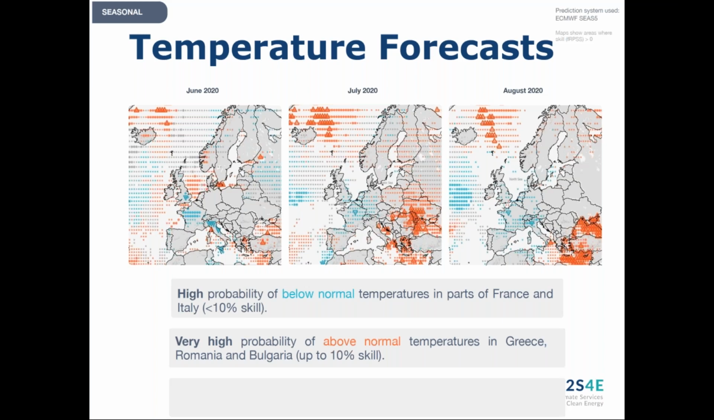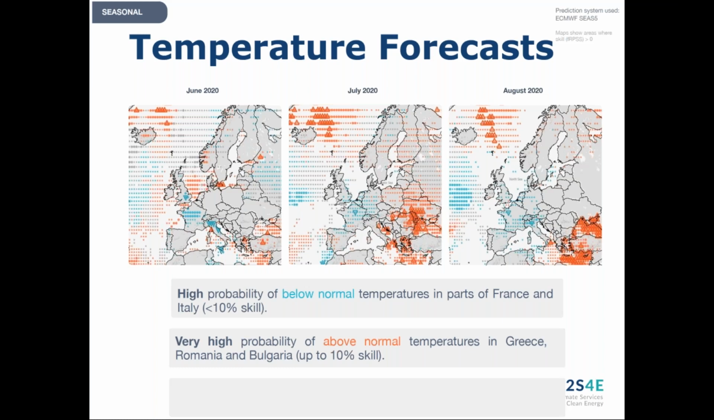If we look out to July, there is a very high probability of above normal temperatures through Greece, Romania, and Bulgaria, and there is quite a reasonable skill level with this. I'm not going to speak much about skill in this talk, but the key thing to note is these maps show areas where, for those who are interested, the fair rank probability skill scores are greater than 0. And on the DST, with every forecast, the skill level of these forecasts is available. So advanced users can have a little look and see how confident these predictions are. But I guess the key thing to point out here is that these forecasts for Greece, Romania and Bulgaria have up to 10% skill level, so that's actually reasonably high skill for these forecasts at this time of year.